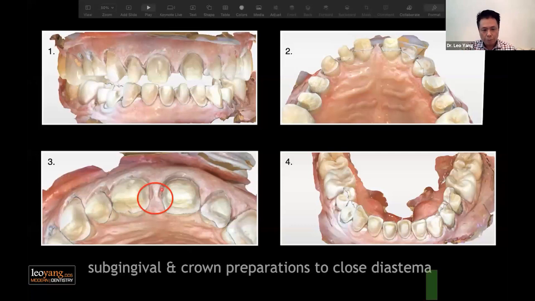You have to prep subgingival and bring it to the lingual for the lab to close it for you. So if you want to close a diastema, make sure you prep subgingivally around the mesial aspect of that and bring it round to the lingual for them to be able to close up diastemas for you.